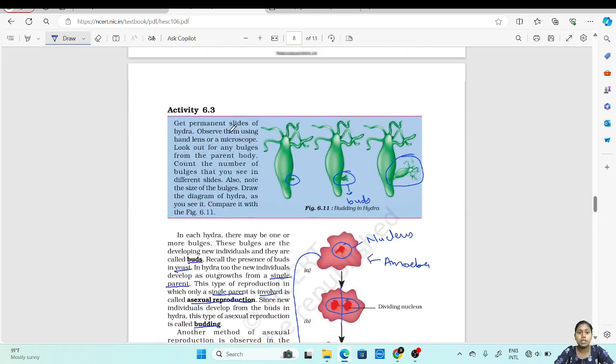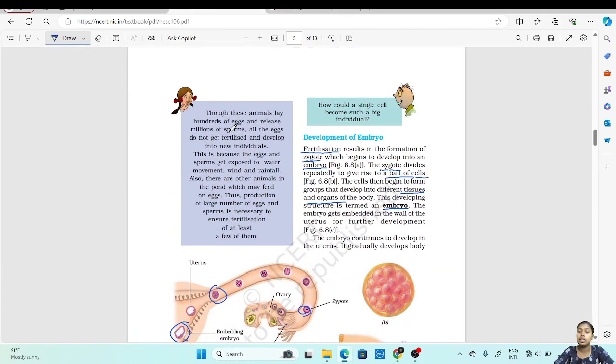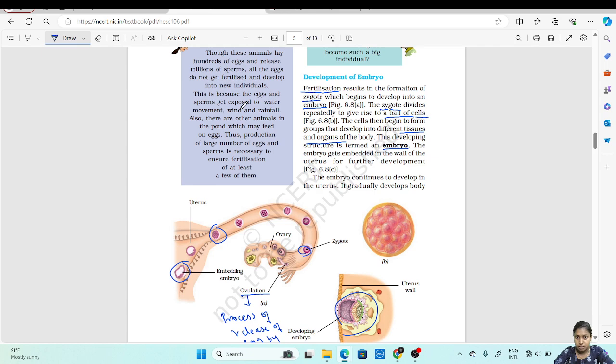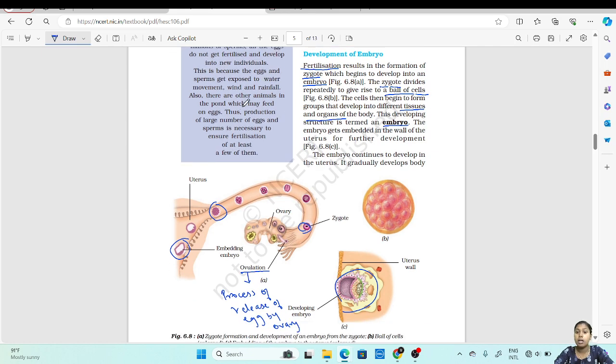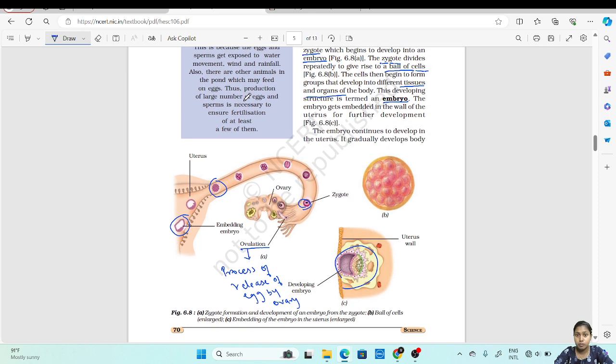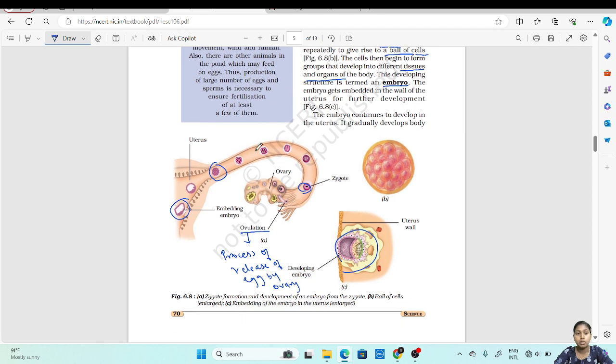So what we have seen in today's class so far. We have seen the development of the embryo, how the embryo is developed. After fertilization it forms a zygote. The zygote then develops into an embryo. What is an embryo? It's a ball of cells which develops into different tissues and organs. So this developing structure, which later develops into organs and tissues, is known as the embryo.